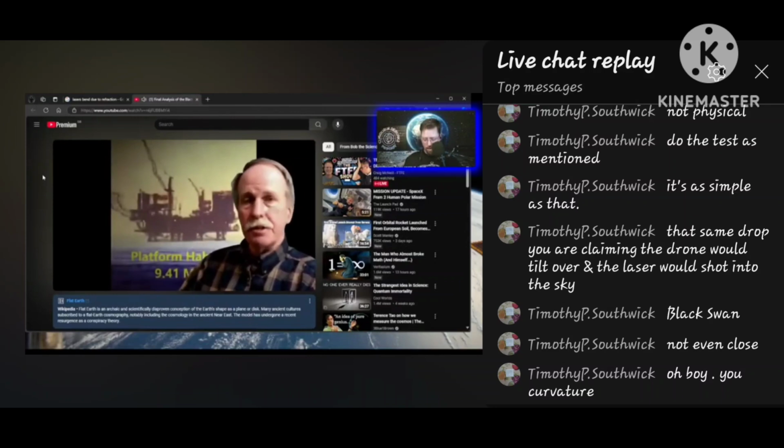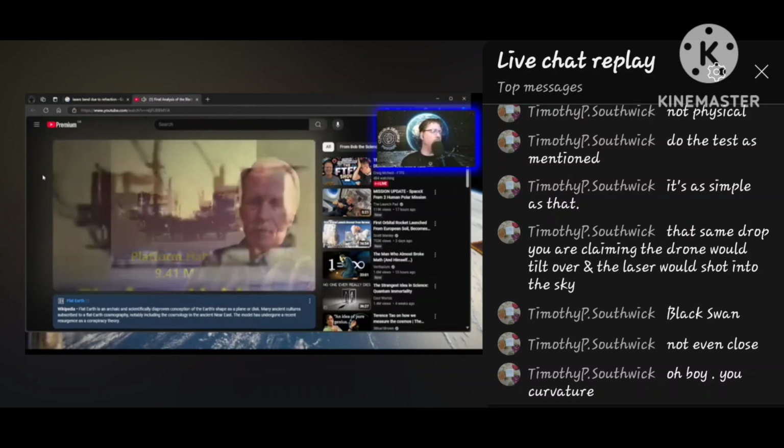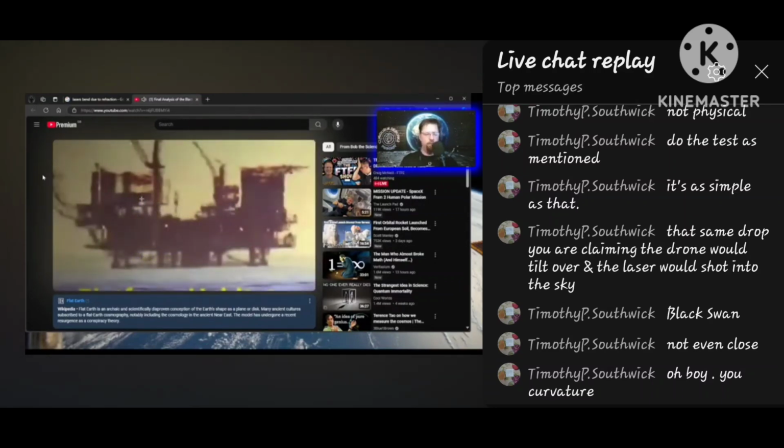This is the photograph. Let's watch the Black Swan. We're under agreement that this is 9.41 miles from the observer, and that the observer was at an observation height of 1 foot. We identified this deck right here as 57 feet above the water. We identified this deck at 40 feet above the water.